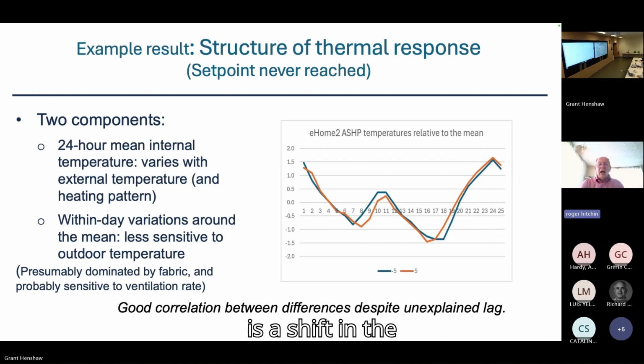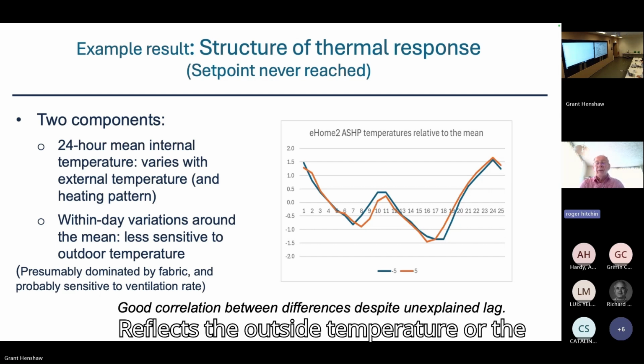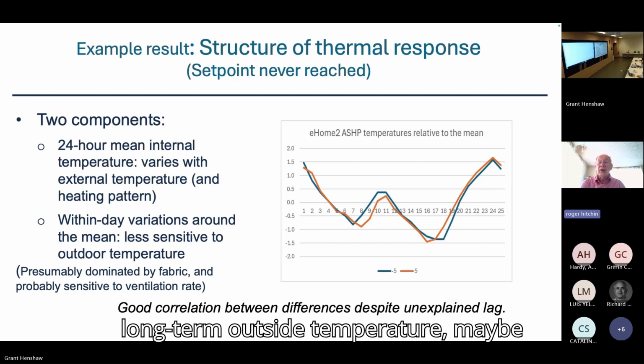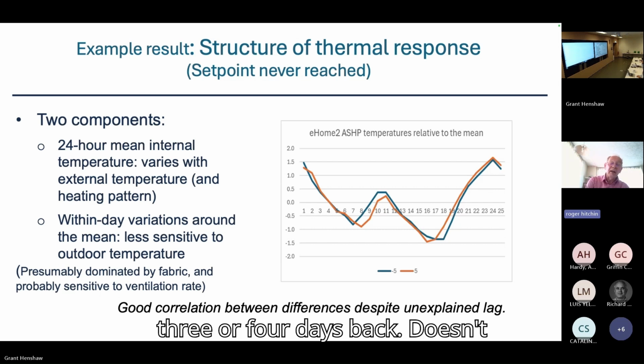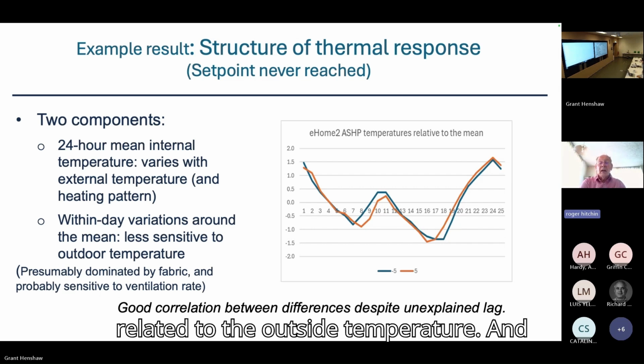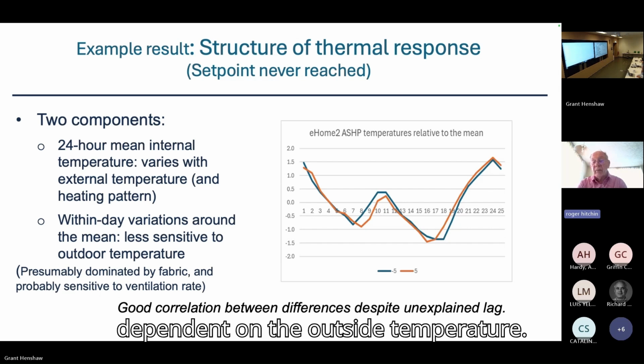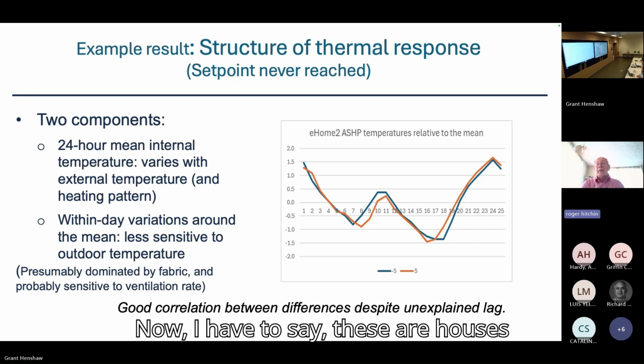One is a shift in the average temperature, which presumably reflects the outside temperature or the long-term outside temperature, maybe 3 or 4 days back. Doesn't seem to be, but it is definitely related to the outside temperature. And then an indoor variation of temperature, which seems to be only very weakly dependent on the outside temperature. Now, I have to say, these are houses which have low ventilation rates, so we're looking at a bit of a special case here, and they're well insulated.